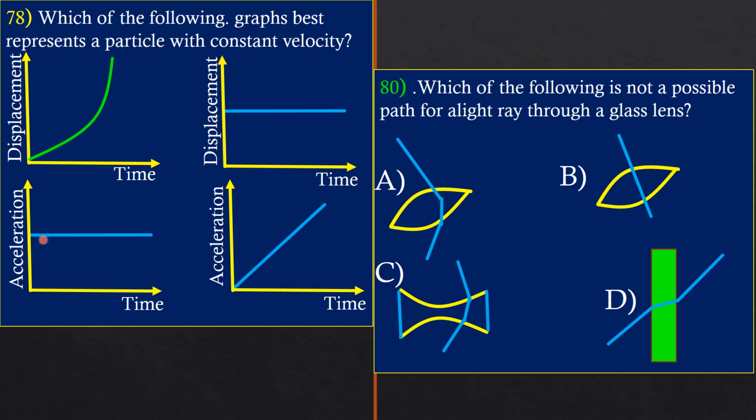If you look at the acceleration graph, acceleration is constant in this case, but not zero. So velocity is not constant. Then option D is an acceleration time graph which increases. Obviously, if the acceleration is not constant, the velocity cannot be constant.